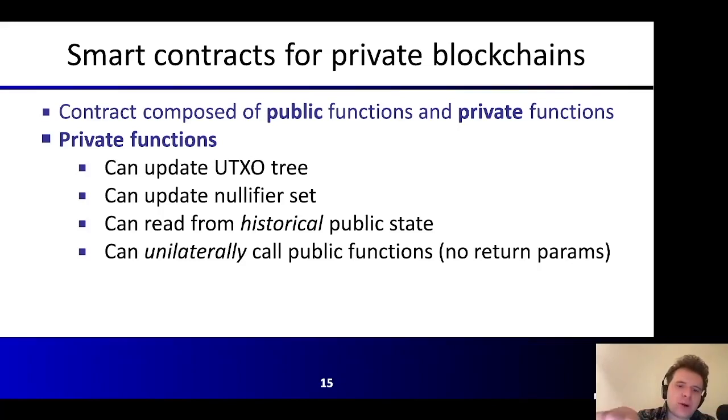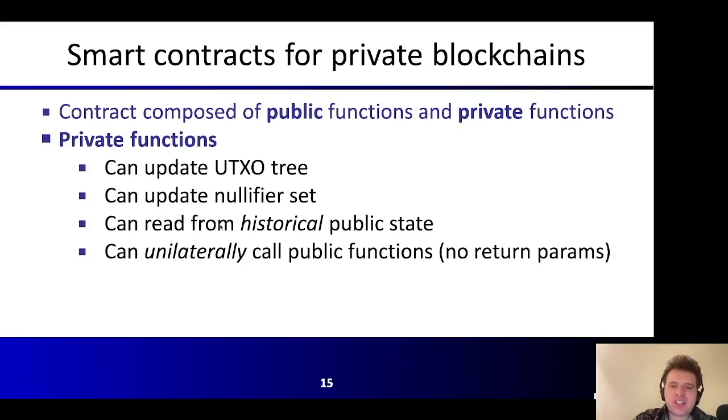Similarly, private functions can call public functions, but only unilaterally, without return parameters. This is because if I'm constructing a proof of execution for a private function, I can add instructions to call public functions on the public inputs of my proof, but I have no way of receiving return parameters. When you construct your proof of private function execution, you don't know what that public function is going to return, because the return value could be dependent on the values in the public state tree, which again, as a transaction sender, I don't know the current values of.